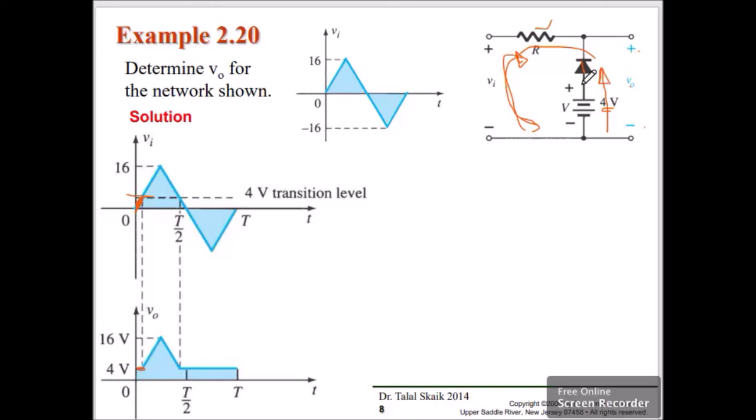Try natin KVL tayo dito na side. Mag-start tayo dito. This is negative 4. This is 0 volts. Okay, plus 0. Sulat ko na. Plus VO is equal to 0. So, ibig sabihin, VO is equal to 4 volts. So, eto na yun.